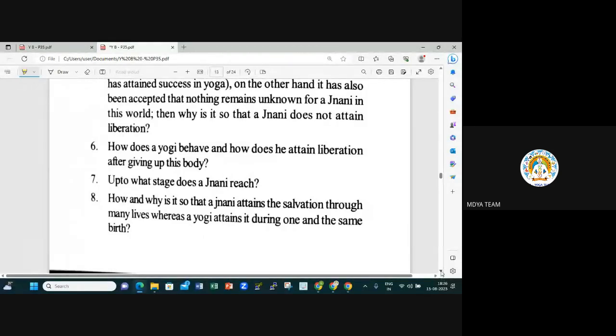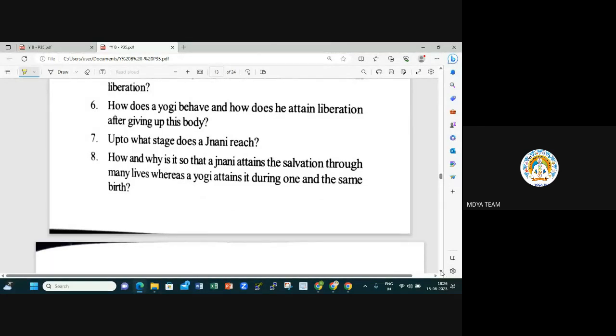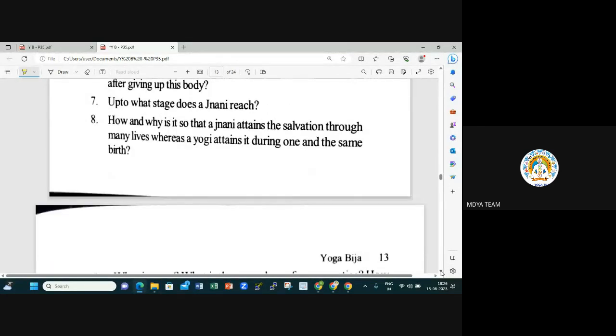Then next, come to the seventh question. Up to what stage does a Jnani reach? What does stage mean here? Stage means level. If you are telling that Jnani is like this and yogi is like this, in this discussion with Lord Siva, then what stage does a Jnani reach? Then the eighth question: how and why is it that a Jnani attains salvation through many lives, whereas a yogi attains it during one and the same birth?